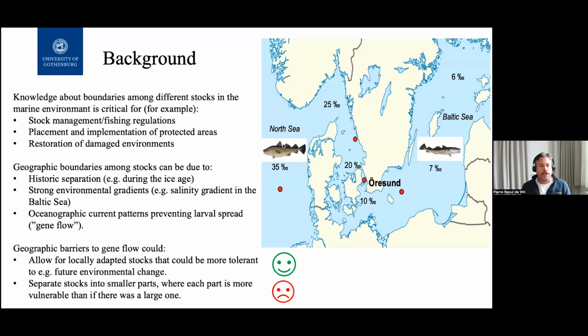And so when you have these different stocks, you have potential consequences of that. One consequence is that it can allow for local adaptation. So you can have local stocks that are more tolerant to, for example, future change, which can be good. But you also separate the stocks into smaller parts, where each part is more vulnerable than one large one. So this is important to know about.